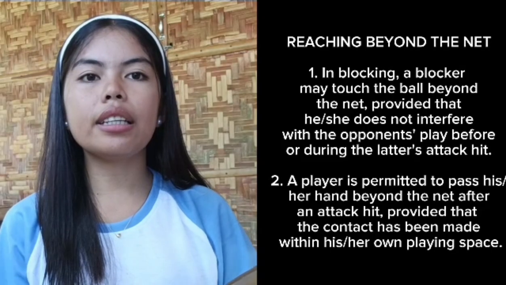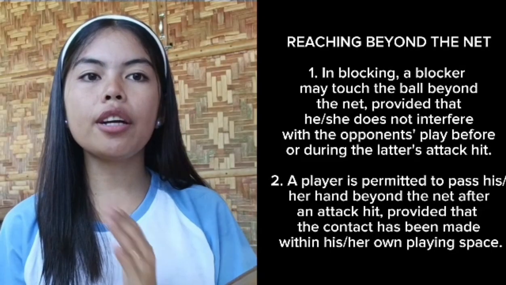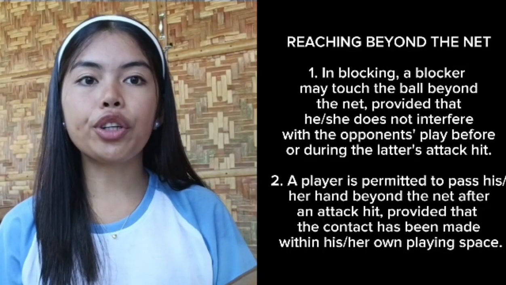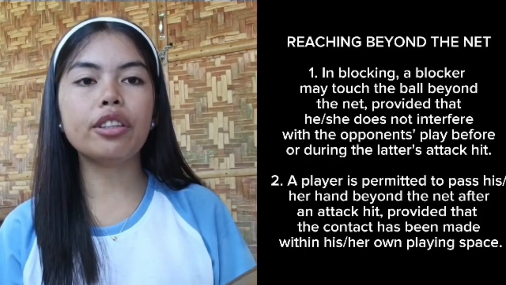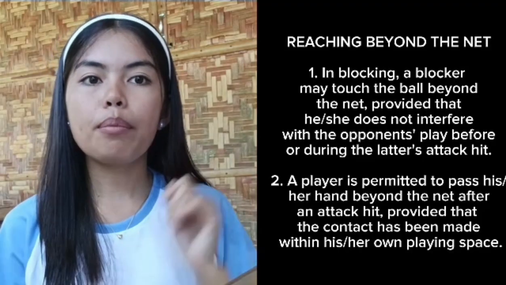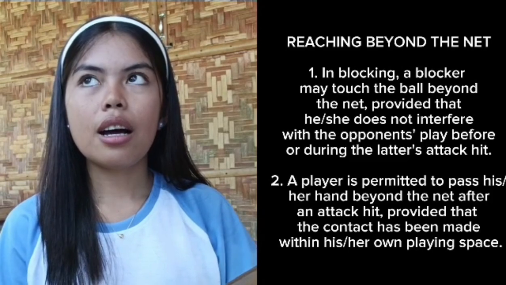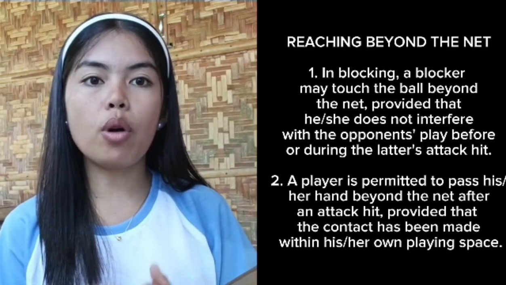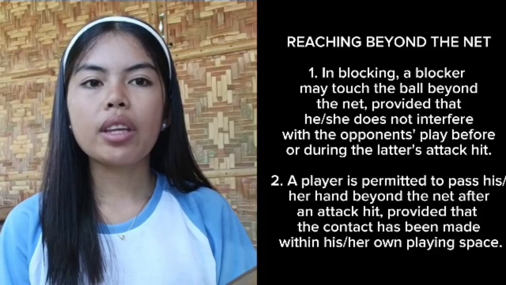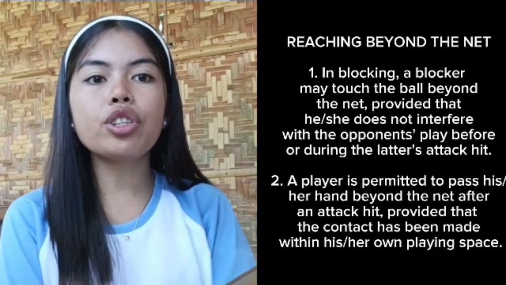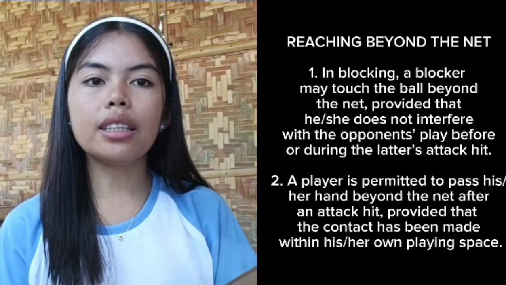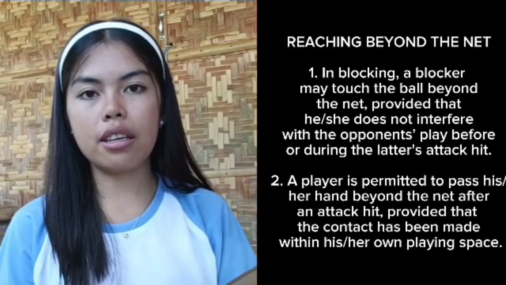In reaching beyond the net, when blocking, a player may touch the ball beyond the net as long as it does not interfere with the opponent's play before or during their attack hit. A player is also allowed to extend their hand beyond the net after an attack hit, but only if contact with the ball happens within their own side first. In short, reaching beyond the net is allowed only when it does not disturb the other team's play.